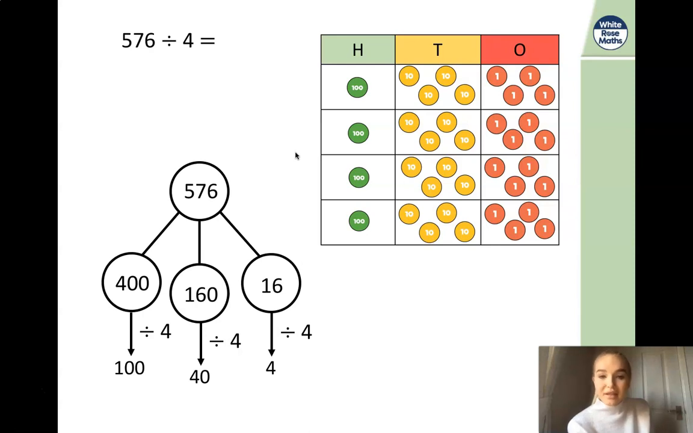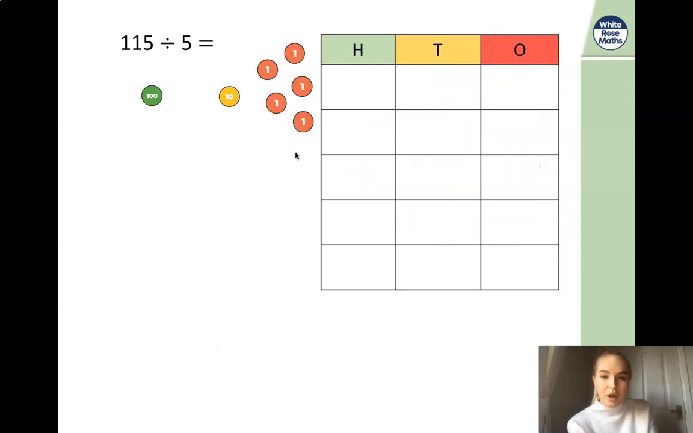Now I can see that in each of my rows I have 100, 4 tens and 4 ones. So 576 divided by 4 is 144. Okay, I am going to have a go at this one once more, and then I think it's your turn. I think then you'll be ready, because this one is a little bit different to what we've previously looked at.